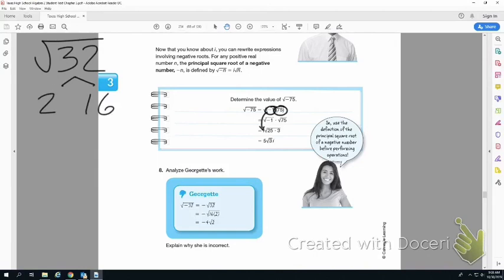I can divide it by 2 to get 16. I'm going to divide 16 by 2, and then I'm going to get 8. And then I can still divide 8 by 2 and get 4. And then, don't write this down, I can divide 4 by 2 and get 2.